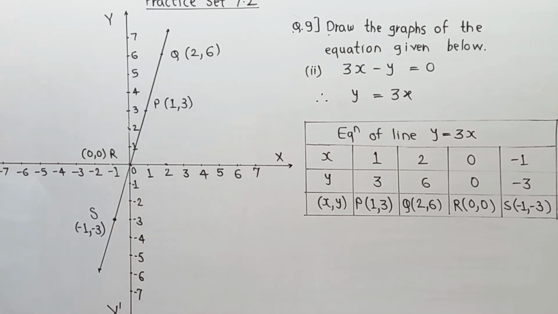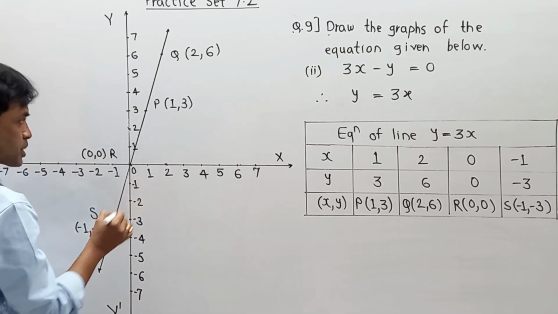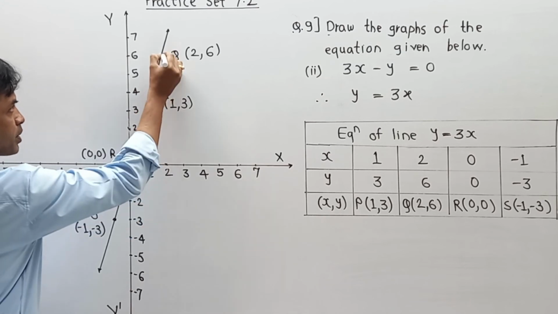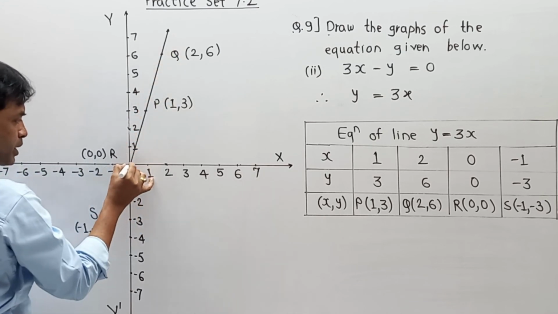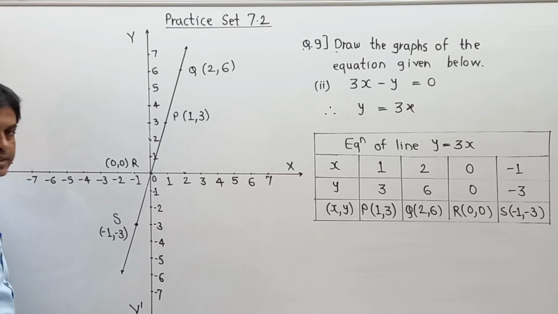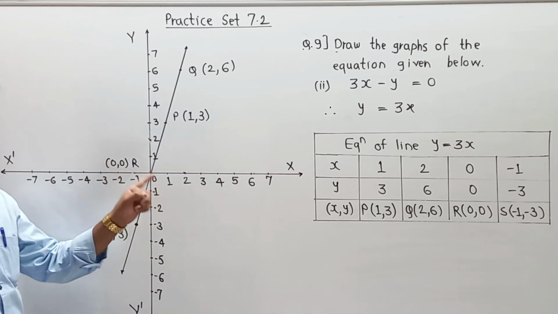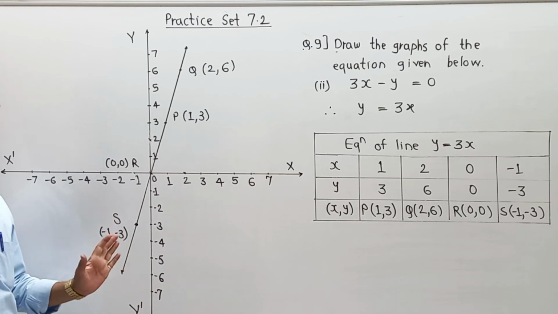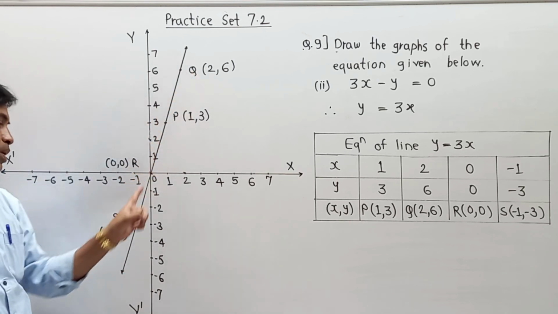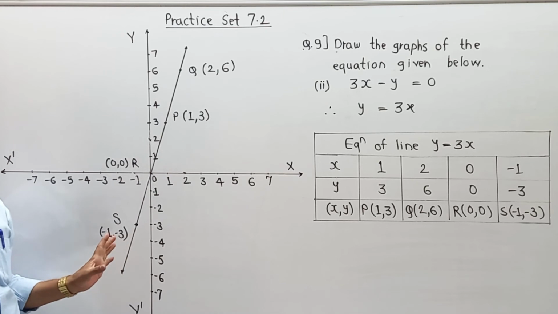So we have drawn one line which passes through point P, point Q, point R and point S. Here now R and O overlap with each other, but it doesn't matter, as we have indicated it as R, we keep it as it is. So P, Q, R and S, these are the 4 points.